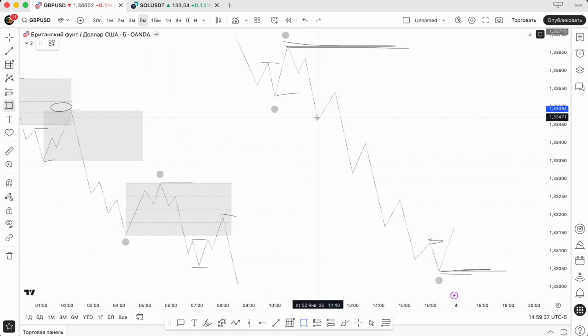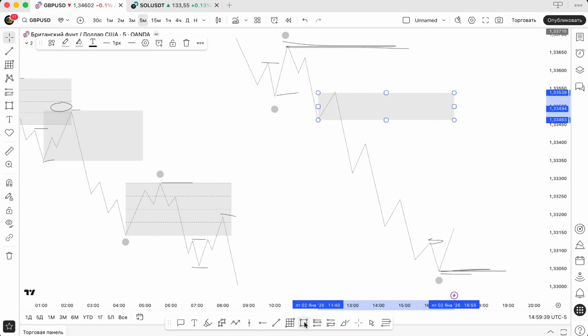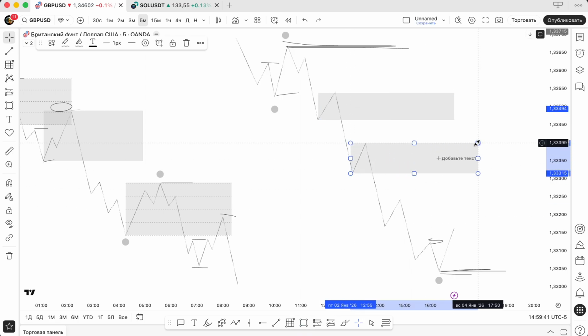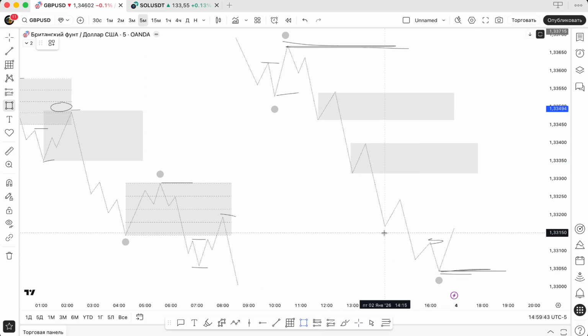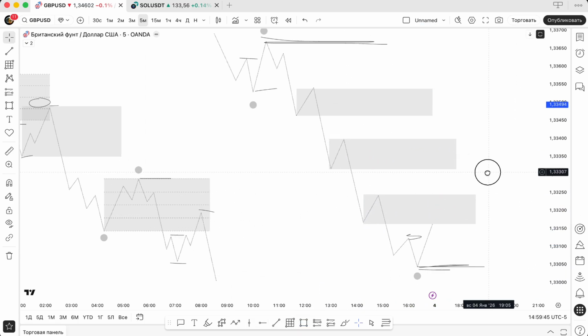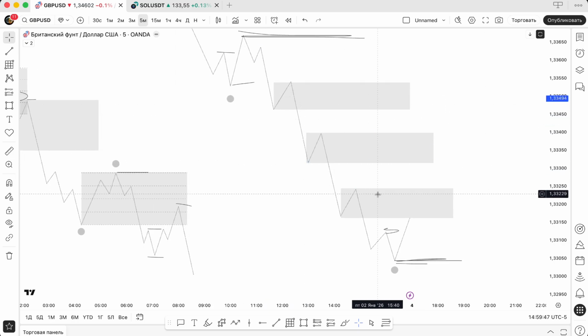This flow of orders, this flow of orders, and this flow of orders, which of them to choose? Which of them to trade? Which of them will be broken? It is not clear to us.